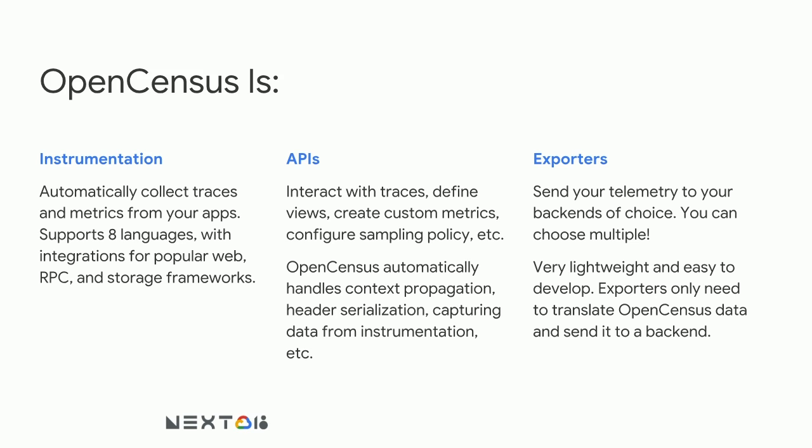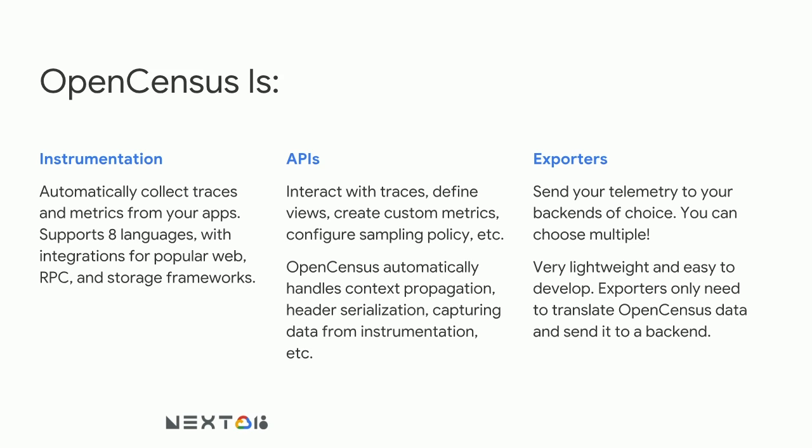They have the instrumentation layer, so that's the things I was discussing earlier, the automatic plugins for various storage frameworks, RPC frameworks, basically anything you want to capture a trace or metric from. They have APIs, so as a developer, you can manually interact with those. You can create your own custom metrics. You can change the metrics that are being automatically collected. You can add annotations to traces. You can change the trace sampling policy, and so on.